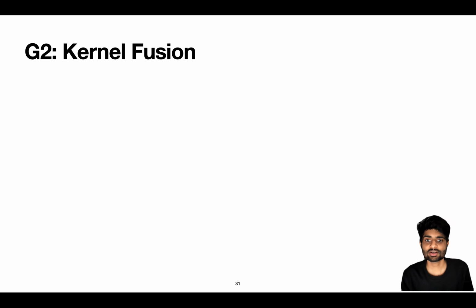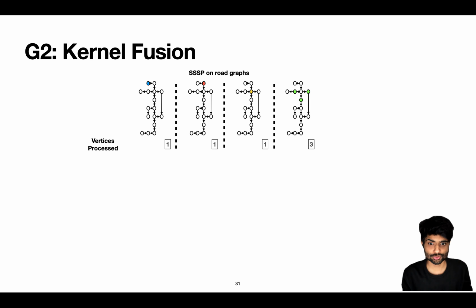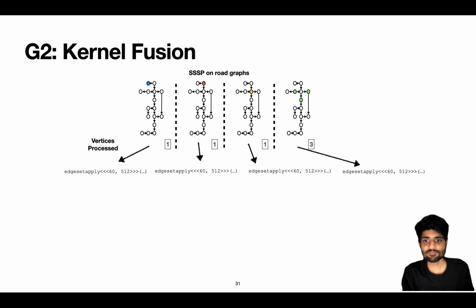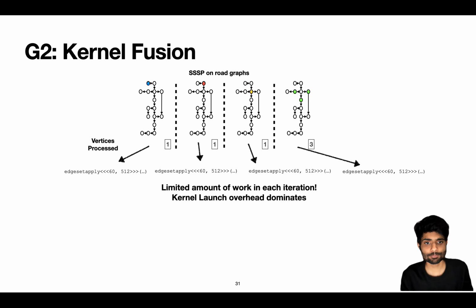Next, let us look at the Kernel Fusion optimization that is implemented using a combination of transformation and code generation passes. Recollect the example of single source shortest path running on road graphs. We remember that very few vertices are processed each round, but we have to launch a separate CUDA kernel for each iteration to perform very little work. This leads to a problem that the kernel launch overheads start dominating the execution time.